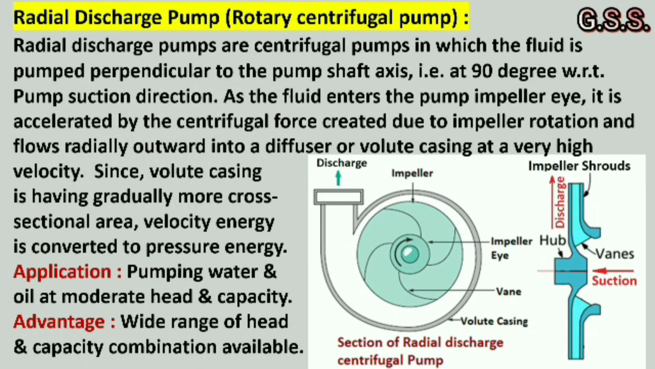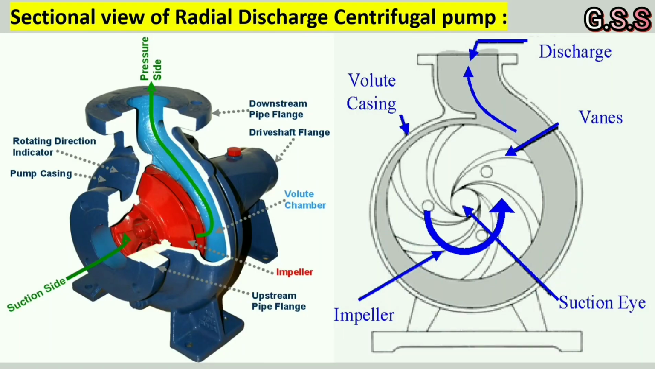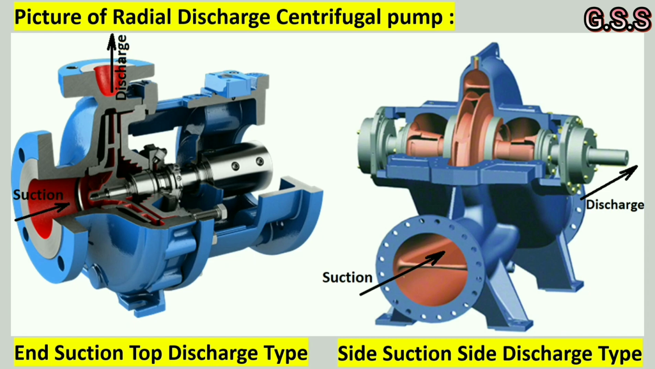This type of radial discharge pump is used for pumping water and oil at moderate head and capacity, and the advantage is the wide range of head and capacity combinations available. This is a sectional view of radial discharge type centrifugal pump, where fluid is pumped perpendicular to the pump shaft axis. This type of radial discharge pump is also known as end suction top discharge type pump. And this is the picture of end suction top discharge type and side suction side discharge type pump.